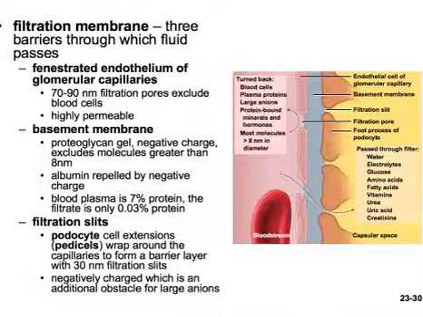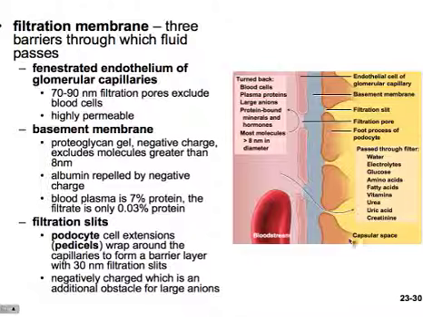So on the other side of the basement membrane is where we see the filtration slits that are created by the podocytes. Remember, they have the cell extensions or pedicels that wrap around the capillaries and form a barrier layer. These filtration slits are about 30 nanometers wide. They're negatively charged, which presents an additional obstacle for these large anions.